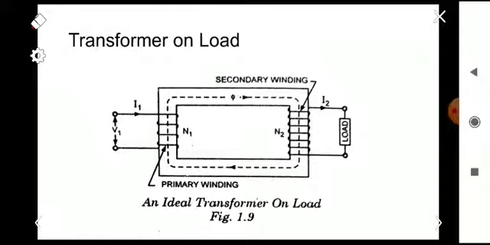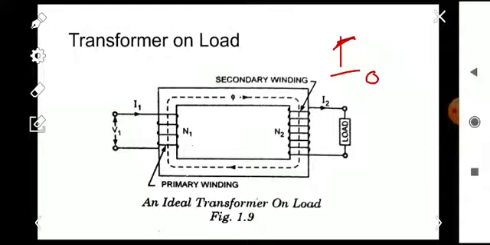We have already learned that when the transformer is on no load, if we are not connecting any load here, it draws a no load current I0 from the supply mains. That is to compensate for the core loss and the small copper loss, and also for the production of the flux, that is, in terms of magnetizing current. So a small current I0 will be drawn from the supply mains.